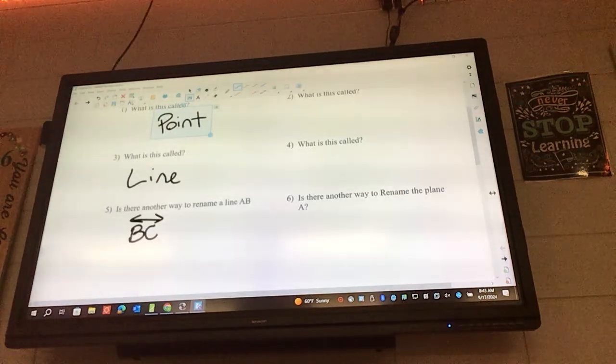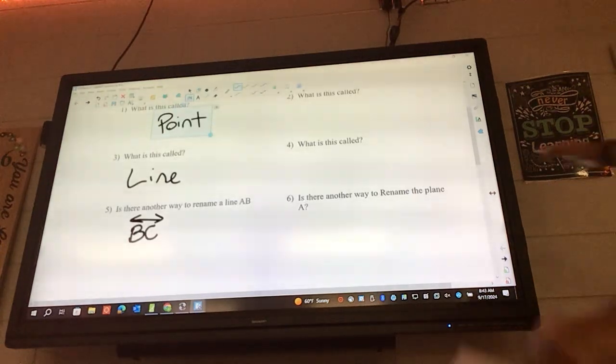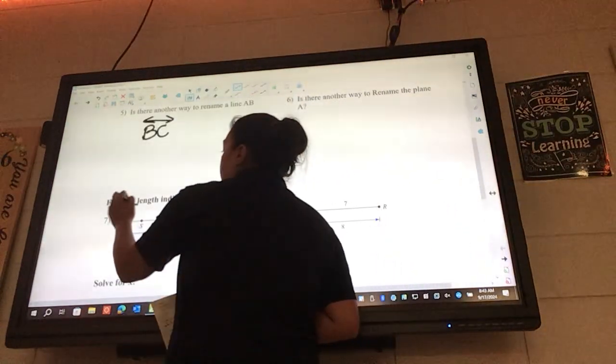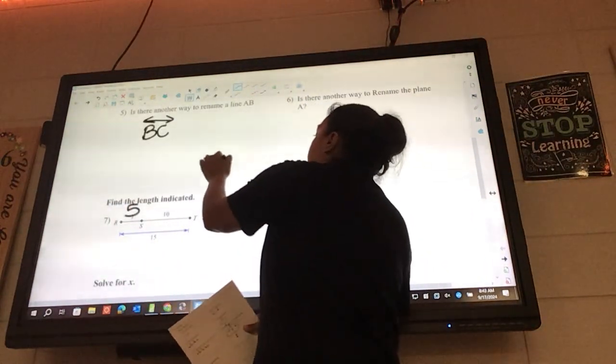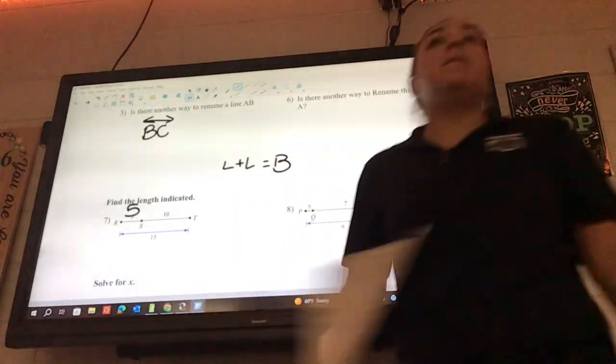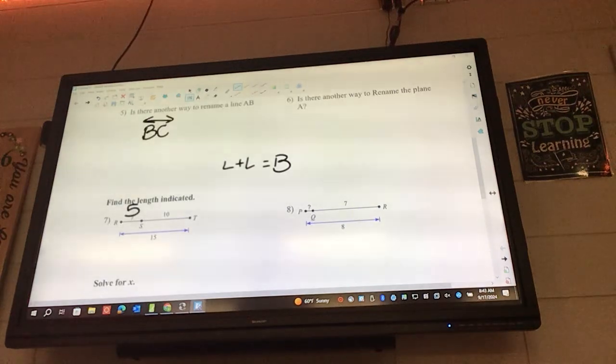Okay, number 7, find the length indicated. So if my giant one is 15 and one of my smaller ones is 10, what does the other small one have to be? 5, okay? So for all these, essentially, it's the little plus the little equals the big, okay? That's essentially what's happening. The 2 little ones add together to equal the big one.